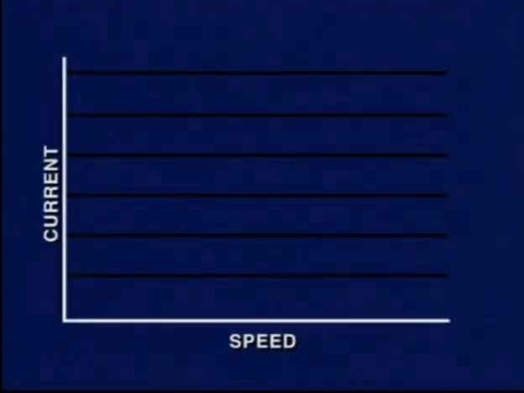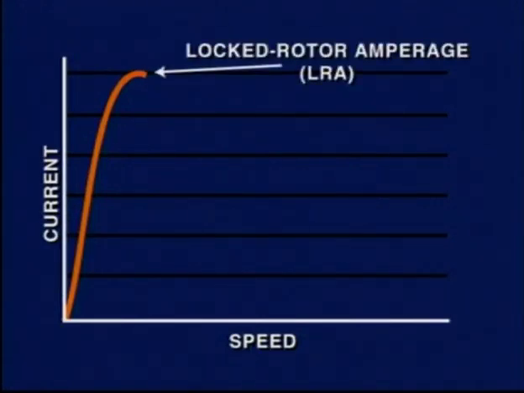The initial current pulled by a motor when it is first started is called the locked rotor amperage, or LRA. It is so called because this is the required current that moves through the stator to start to move the rotor, which is at rest or locked at rest.